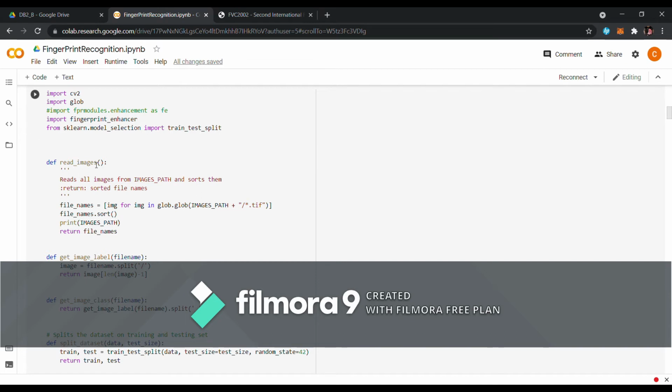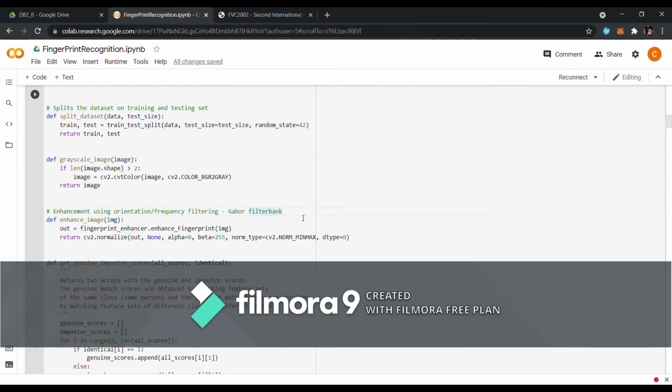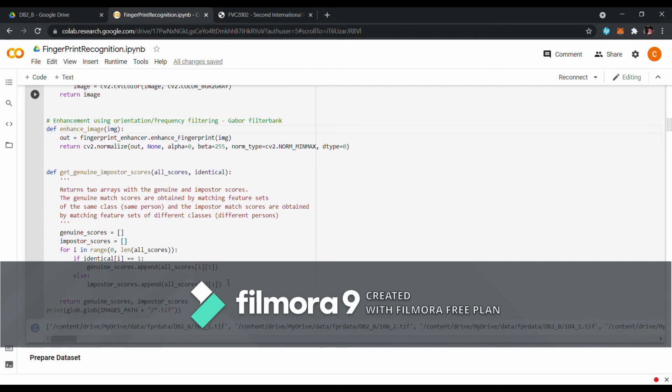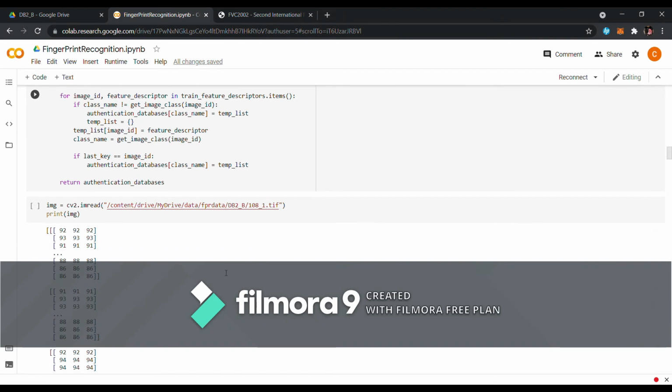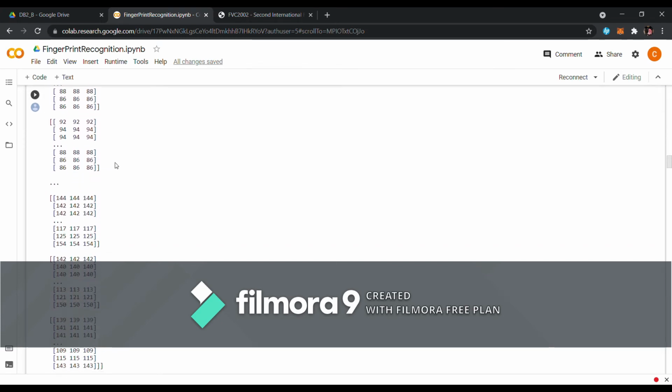This function reads images from the dataset. The split dataset function splits the data. We use the fingerprint enhancer module of Python. This library performs fingerprint image enhancement, which is necessary in biometric recognition systems. These matrices are images stored as matrices of RGB values.